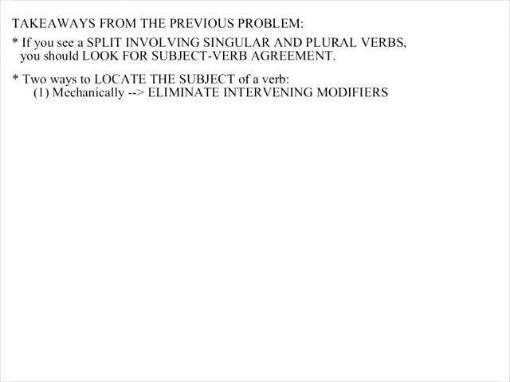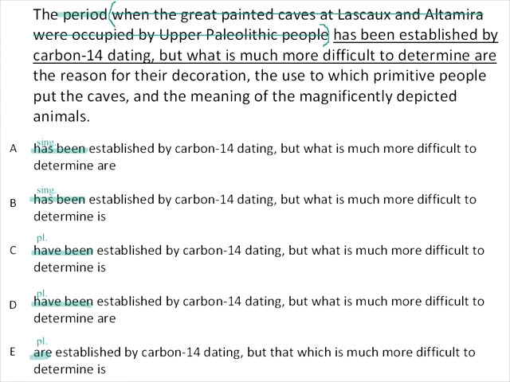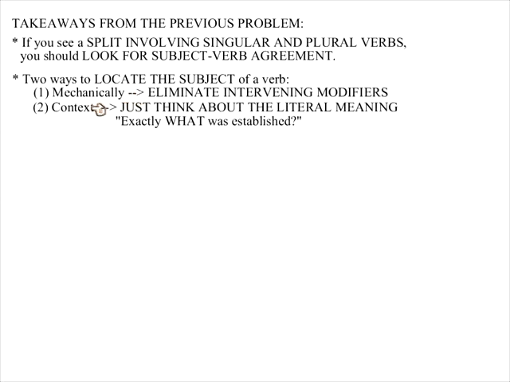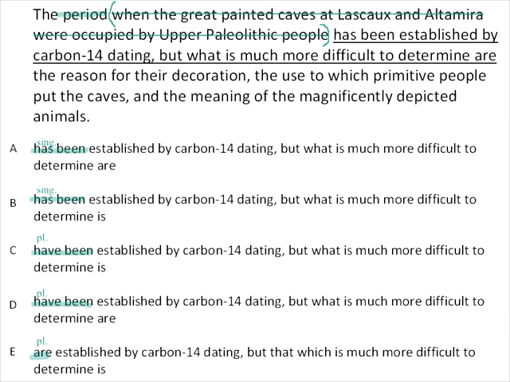The other way to do it, which is not quite as good, but which will still get you a lot of mileage in certain situations, is context. Basically, just think about the literal meaning of the problem. In this case, all you got to do is ask exactly what was established. So if you look back at this problem, you can say, well, what has been established? Well, definitely the period, not the people, and not any of this other stuff. It's the period, so that must be the subject. It's better to use this sort of mechanical consideration if you can, because some contexts are ambiguous, whereas eliminating intervening modifiers is never ambiguous. But now, here's where it gets tricky.